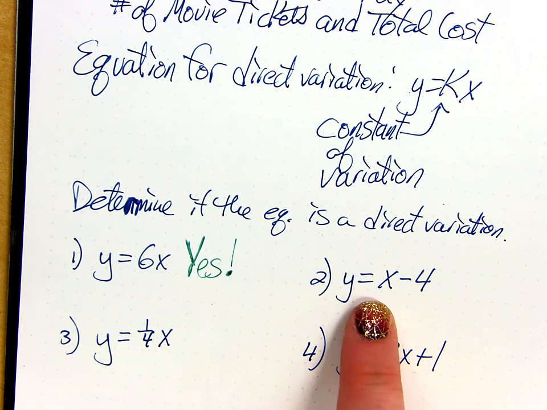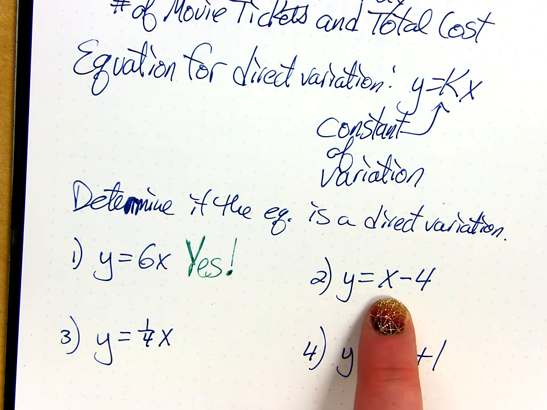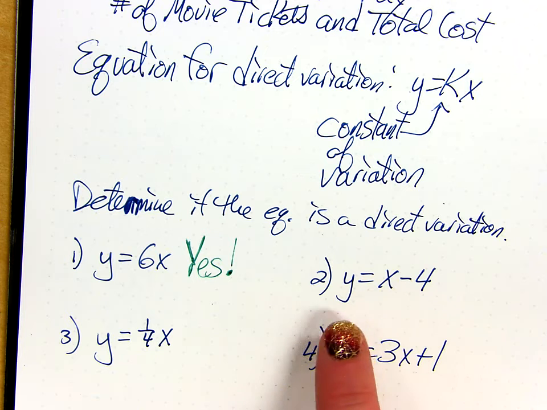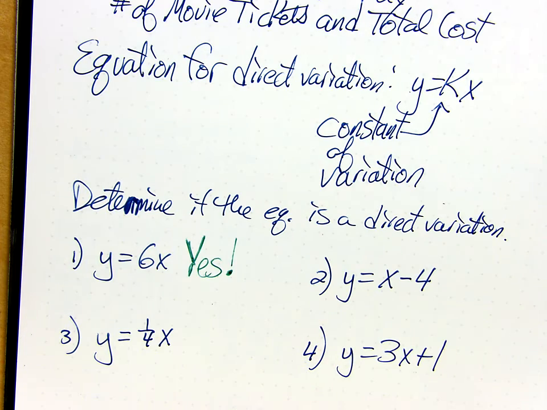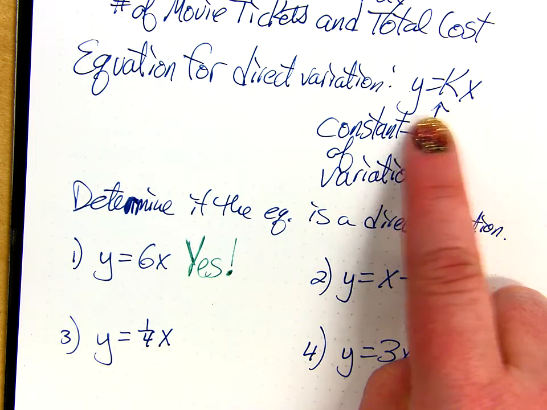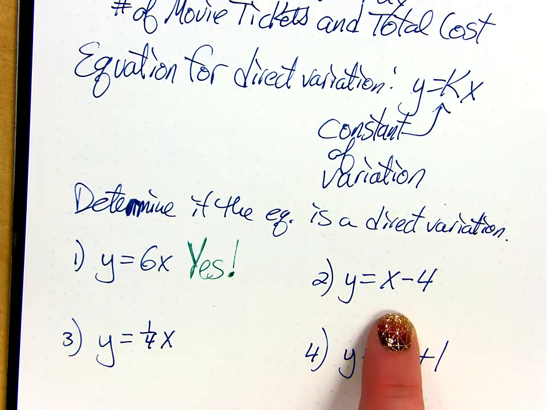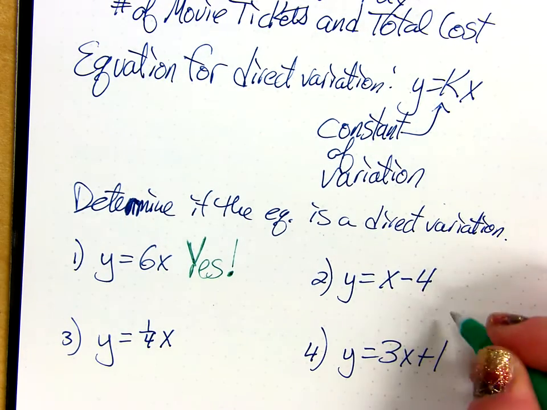How about 2? No. Why do you say no? Yeah, it doesn't fit this form. It doesn't look like y equals some number times x. What I have is y equals the variable minus 4. Well, nothing in my equation for constant direct variation has a minus in it. So this thing can't be. And there's nothing I could do to this to rewrite it so that it's some number times x. So this one is a no.